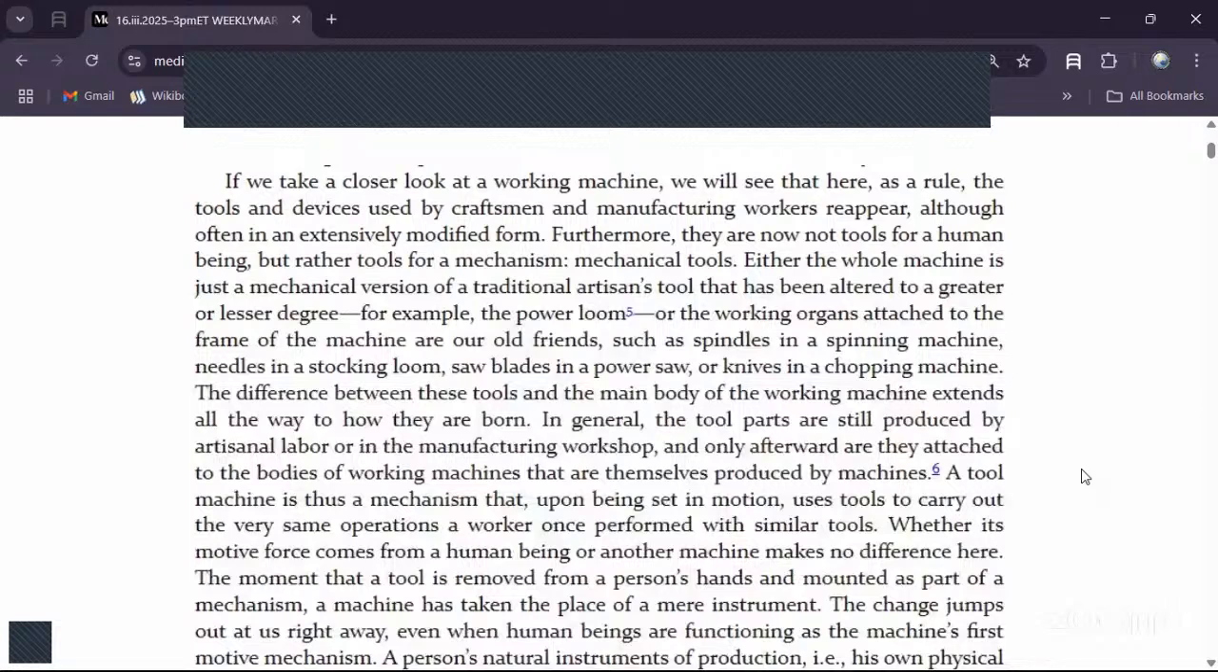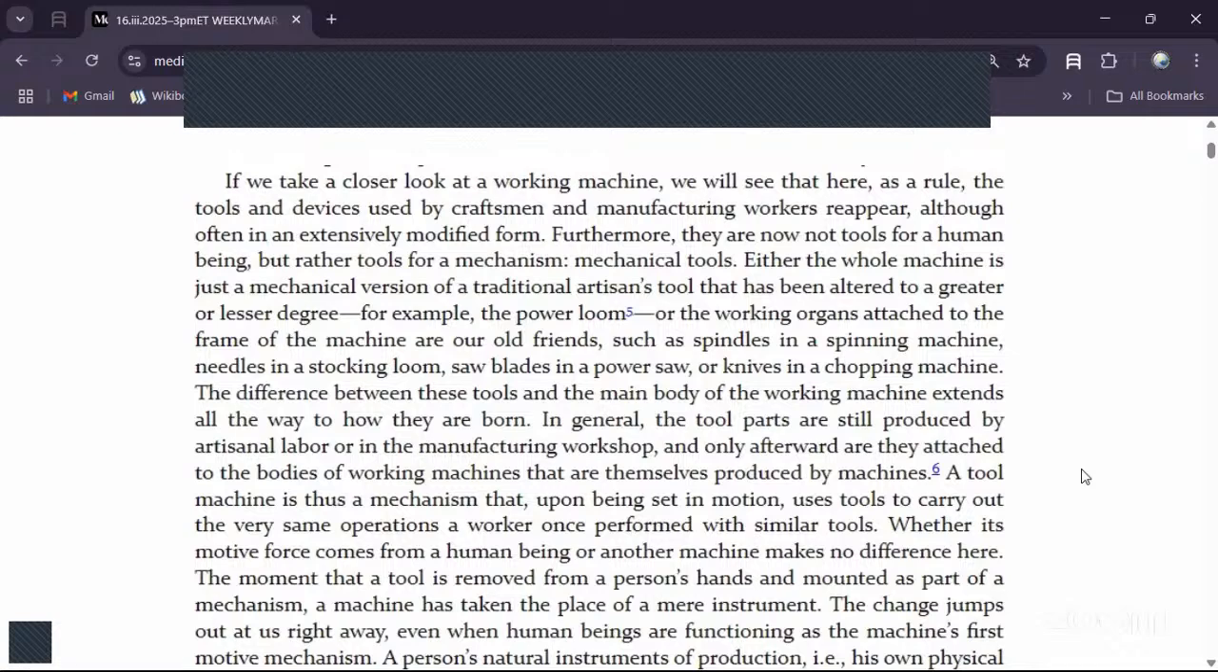If we take a closer look at a working machine, we will see here that, as a rule, the tools and devices used by craftsmen and manufacturing workers reappear, although often in an extensively modified form. Furthermore, they are now not tools for a human being, but rather tools for a mechanism, mechanical tools. Either the whole machine is just a mechanical version of a traditional artisan's tool that has been altered to a greater or lesser degree, for example, the power loom, or the working organs attached to the frame of the machine are our old friends, such as spindles in a spinning machine, needles in a stocking loom, saw blades in a power saw, or knives in a chopping machine.